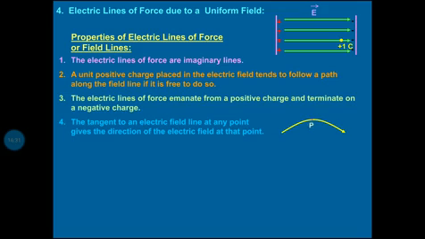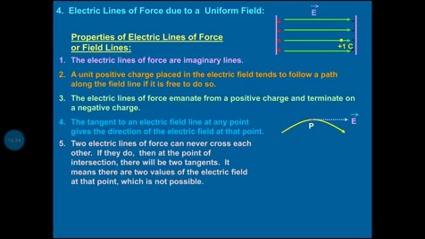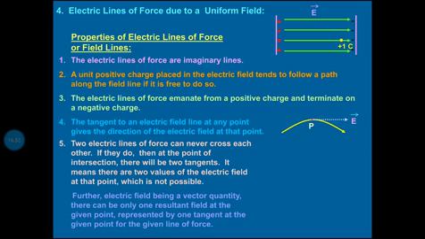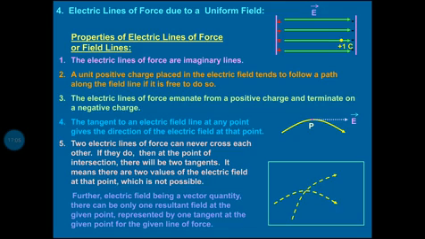Number 5, two electric lines of force can never cross each other. That means they can never intersect each other. If they do, then at the point of intersection there will be two tangents. That means there are two values of electric field at that point, which is not possible. Further, electric field being a vector quantity, there can be only one resultant field at the given point, represented by one tangent at the given point for the given line of force. So you can see the example, two lines never intersect. So this is not possible.